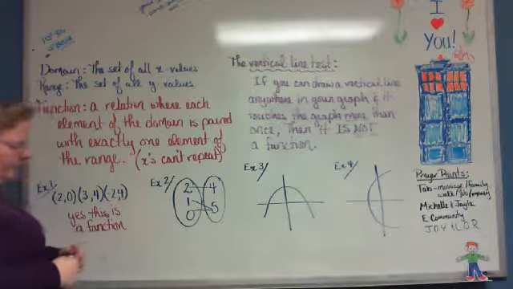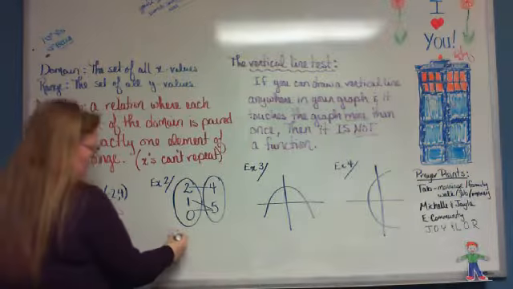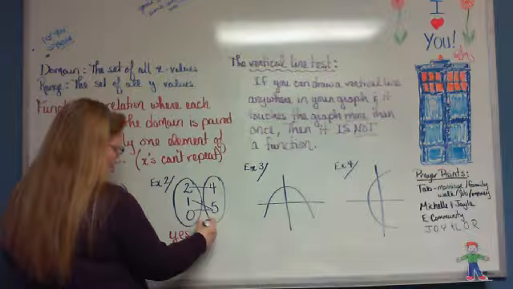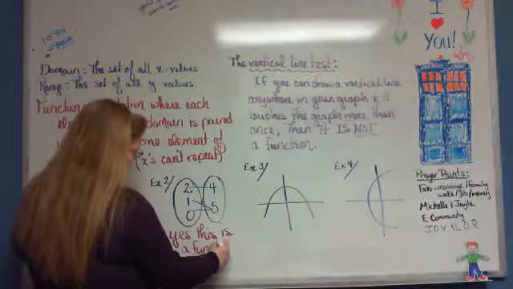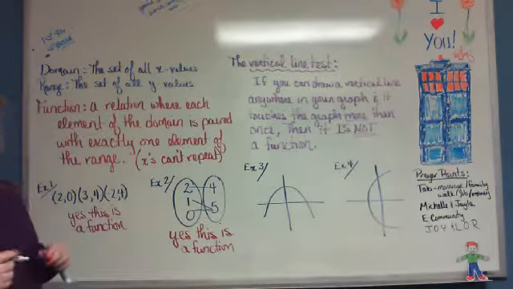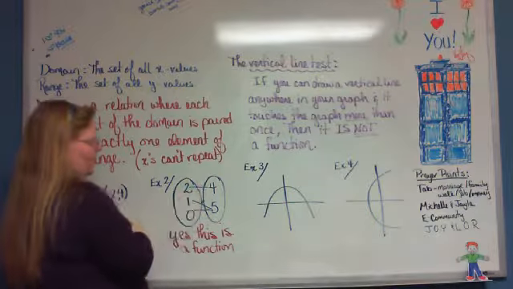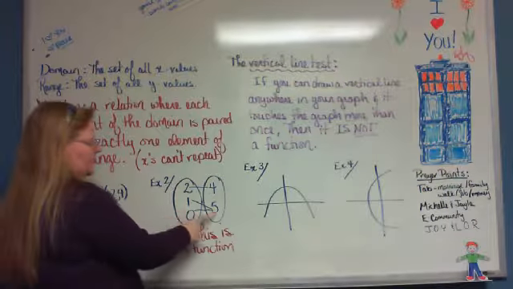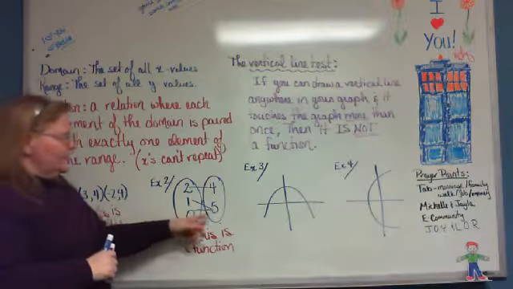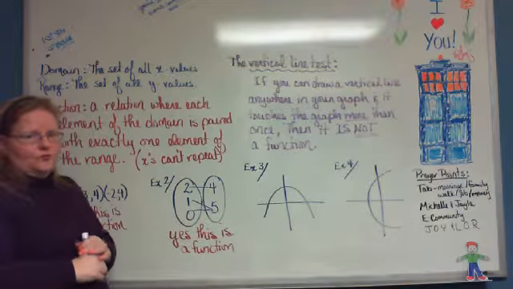Looking at this one, do you think that that is a function? Yes, it is a function. If you need to, you can separate out and write out all the ordered pairs, and that'll make it easier for you to see. 2 gets paired with 4, but it's only ever paired with 4. 1 is only ever paired with 5, and 0 is only ever paired with 5. It's okay that 5 gets used more than once. That's not the issue. The issue is, are any of your x's used more than once?